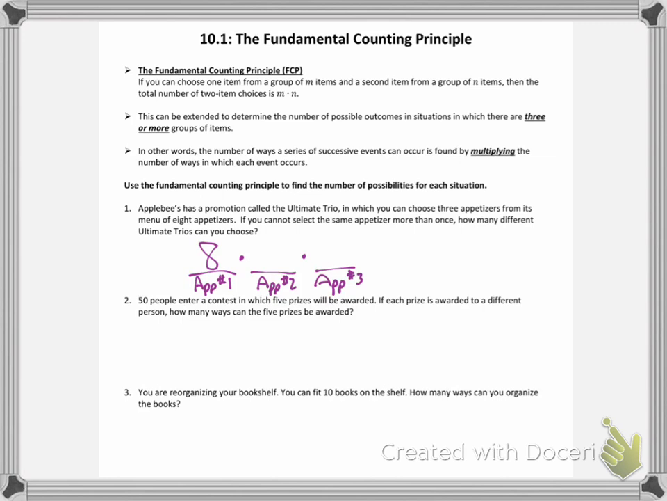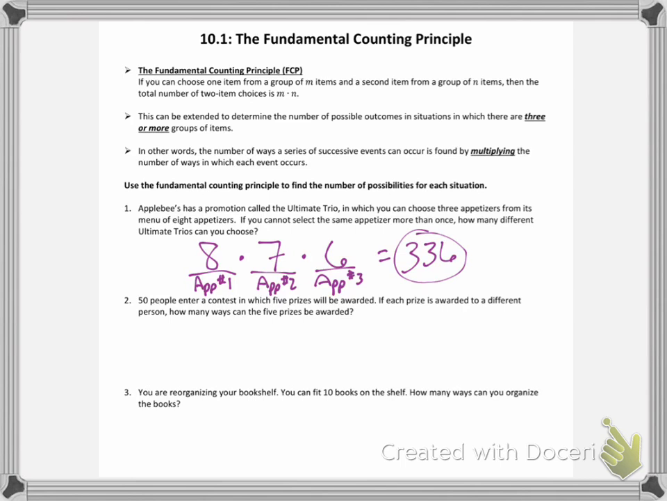Now, when I want to pick the second appetizer, again, I'm not allowed to repeat, so I'm down an option. That means I only have 7 things to choose from for appetizer number 2. Third appetizer, same deal. I'm not allowed to repeat, so now I'm down to only 6 options. So to figure this out, all I would need to do is multiply 8 times 7 times 6. And when I do that, I have 336 possible ways that I can select an ultimate trio.